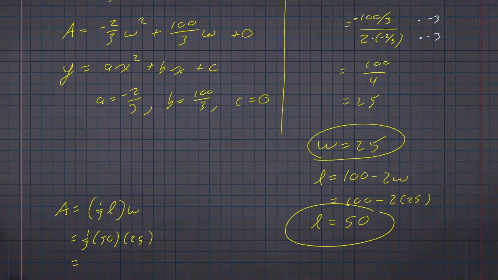Let's see, 50 times 25 is 1,250. And if I divide that by 3, I get something very close to 417. And my W was given in feet, so I guess I can go back and throw some units on. Those are in feet, and the area would be in square feet.